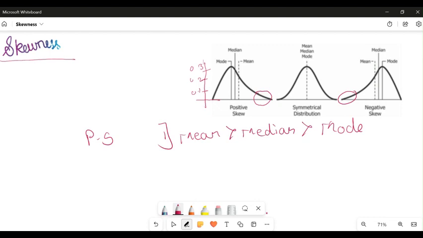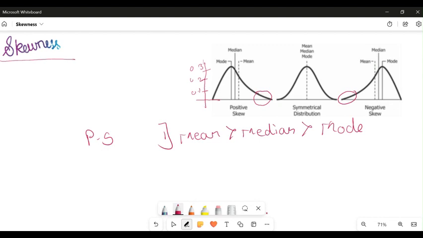The other example is the salary in our country. There are very few people who have the highest salaries. The major number of people, the middle class families, lie just over here. So these are certain examples related to positively skewed data. There are various kinds of data, so by that you get positively skewed and negatively skewed data.